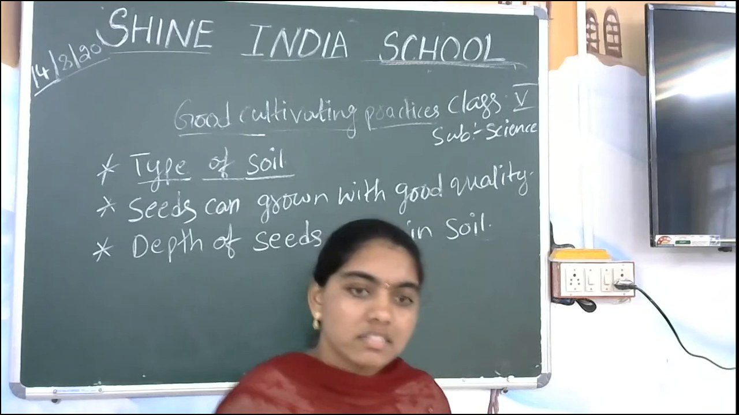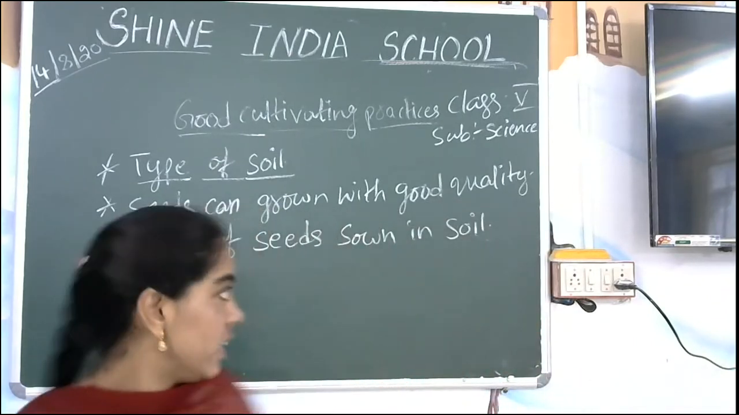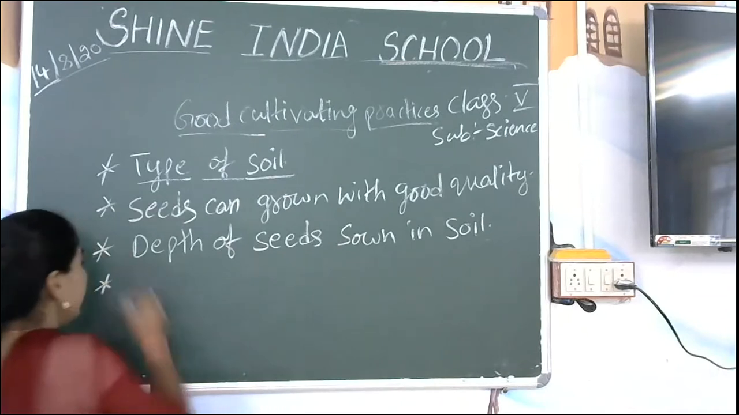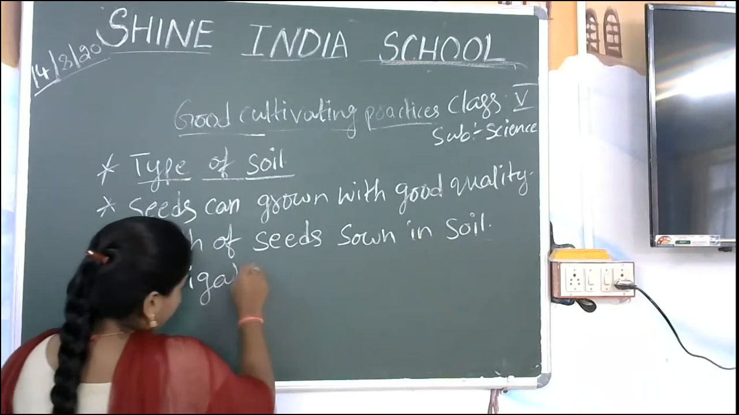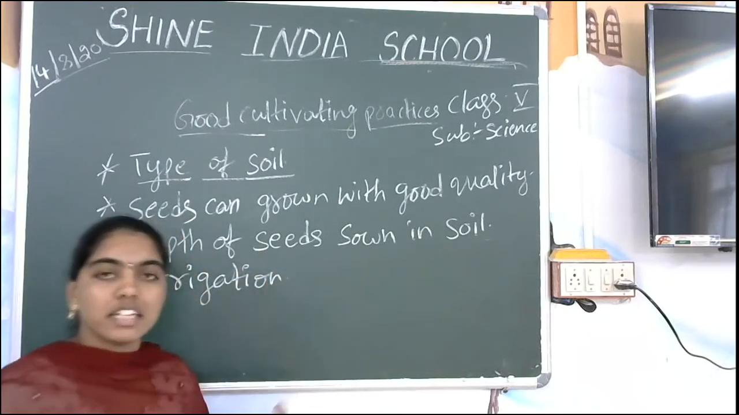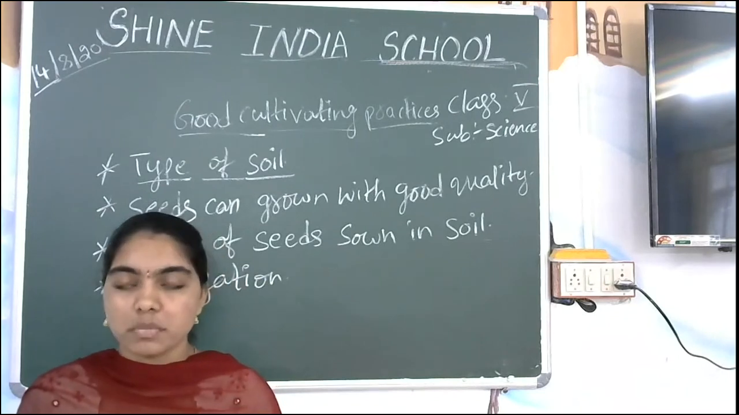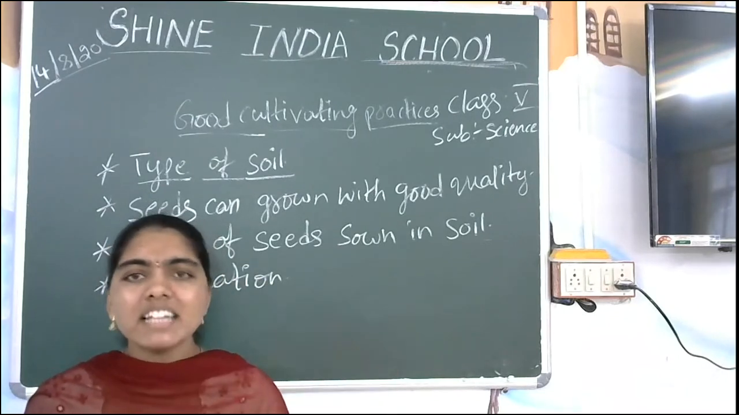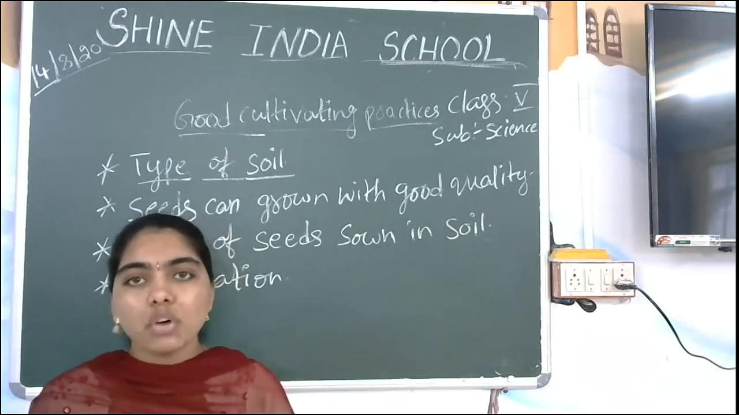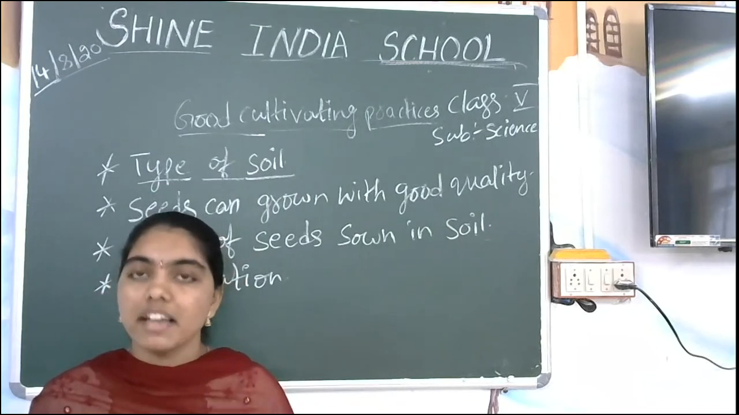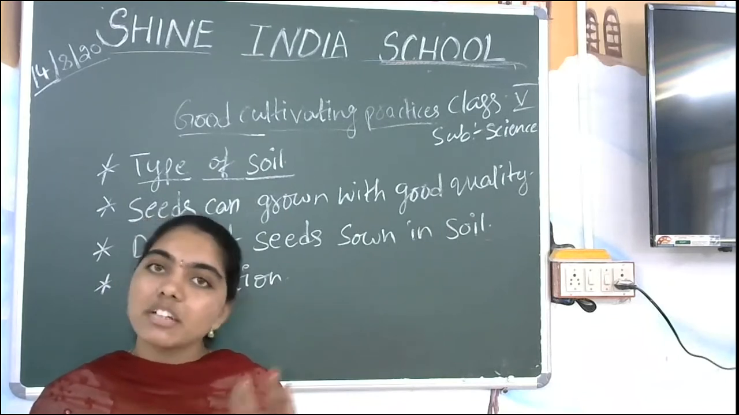Next one, the field should be regularly irrigated. What is irrigation here? Irrigation means water facility. We have to provide water facility for all types of crops. Mainly cultivation is nothing but irrigation. If we provide water, air, sunlight, all these things, then only the plant will give a good yield or we can get a good harvest.